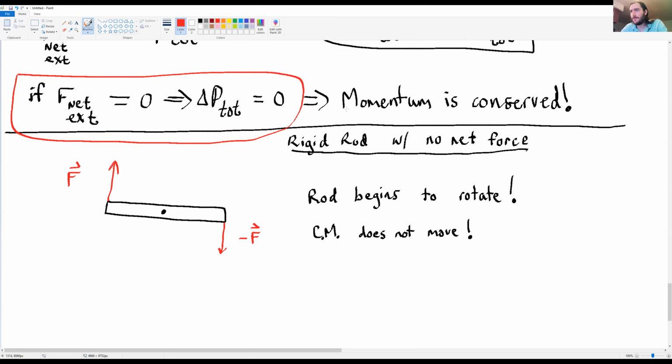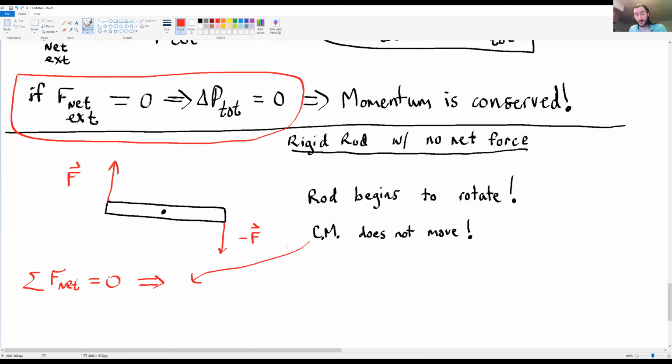The center of mass is not going to move because there's no net force. We have two equal and opposite external forces acting on this rigid rod. And when we sum up the net force, we get 0. So that implies that the center of mass does not move. It is in equilibrium.